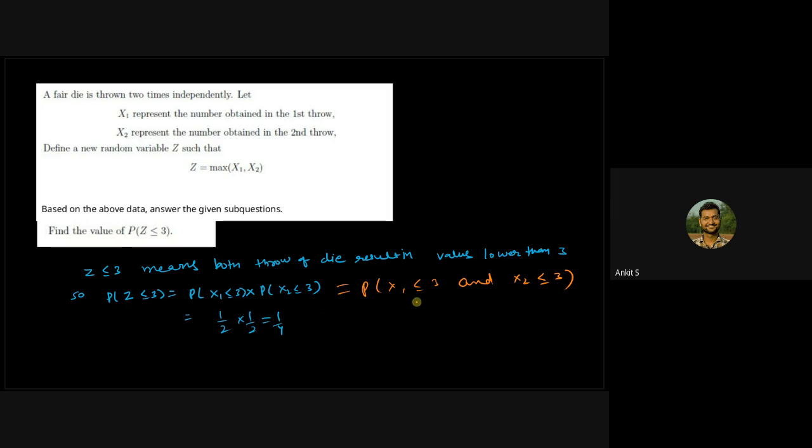Less than or equal to 3 means 1, 2, 3, so the probability is 1 by 2. So 1 by 2 times 1 by 2 is equal to 1 by 4. I think this is very simple. I hope all of you get it.